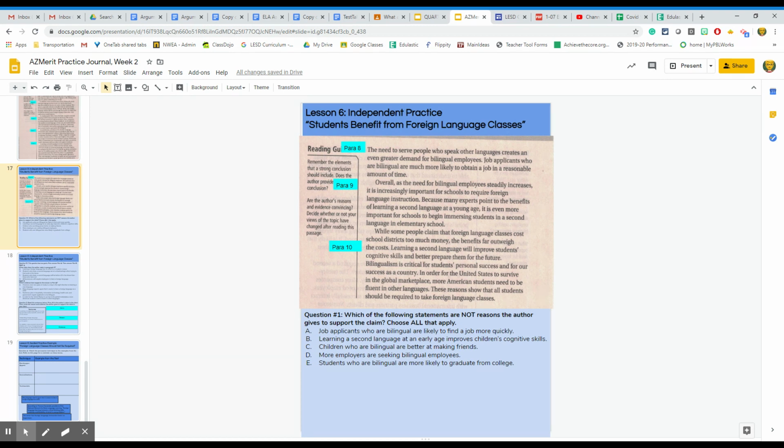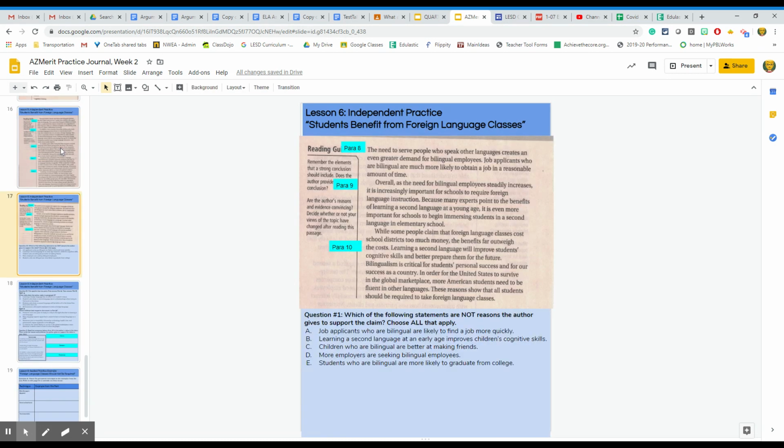Choose all that apply. All right. So let's start with option A. Moving down the list, option A is asking us, job applicants who are bilingual are likely to find a job more quickly. Does it mention this in the article? Yes, guys, it does mention it in the article.